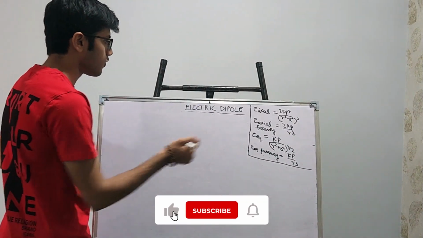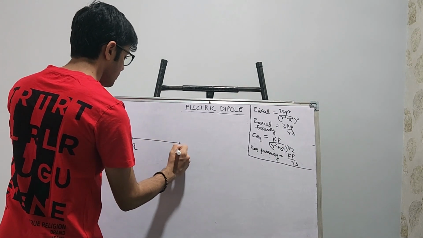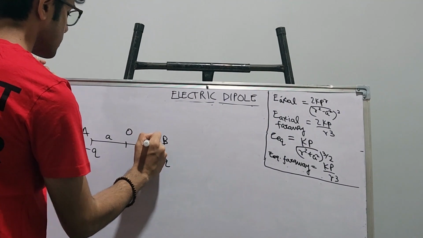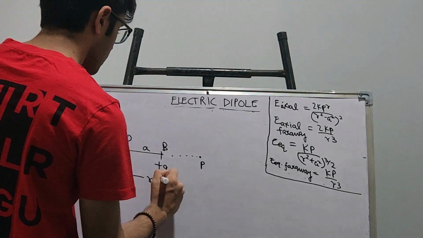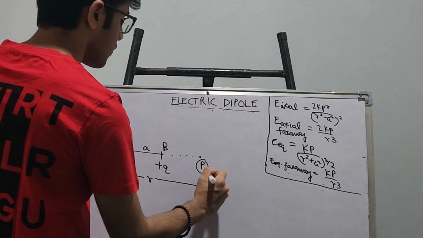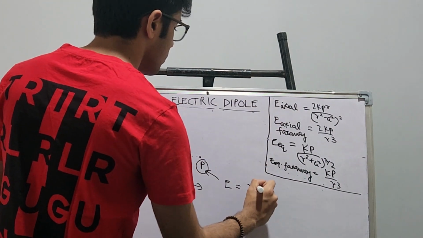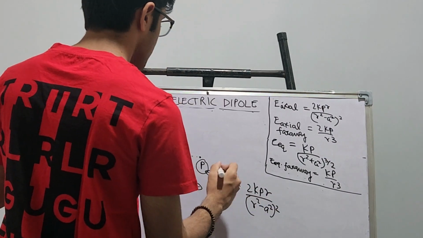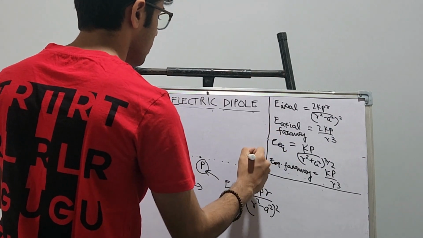Now if we study all these four formulas together to get a much better understanding, this is the dipole, minus q plus q, this is point A, this is point B, this is point O, this is A, this is A, this is point B, this distance is R. So if the point was here, we would use the formula for the electric field, 2 kpr upon r squared minus a squared whole squared. If the point P was at a very far away distance, let's say here, we would use this formula.